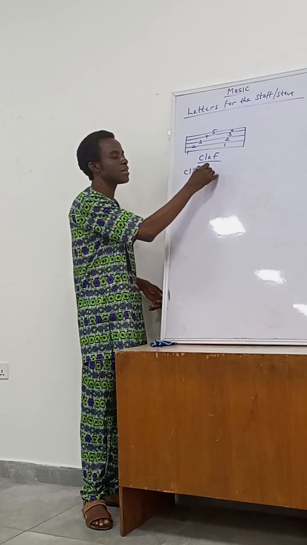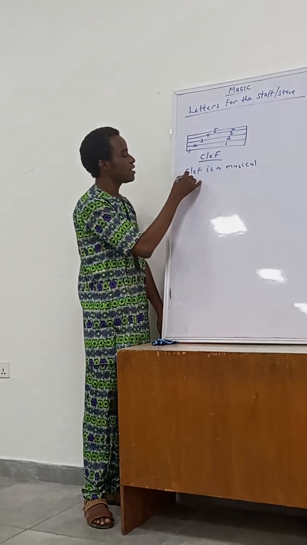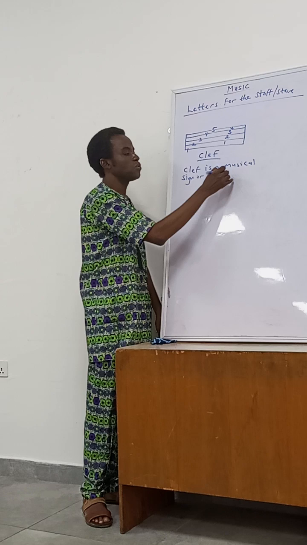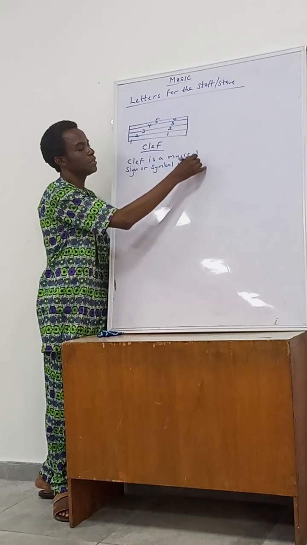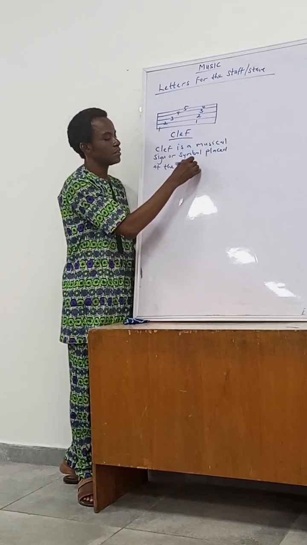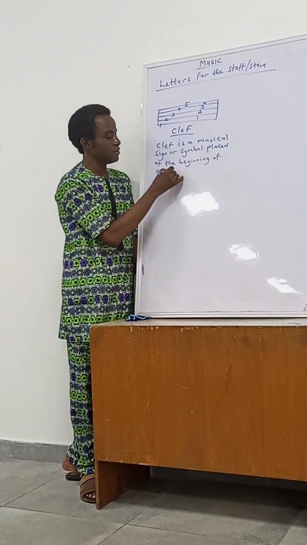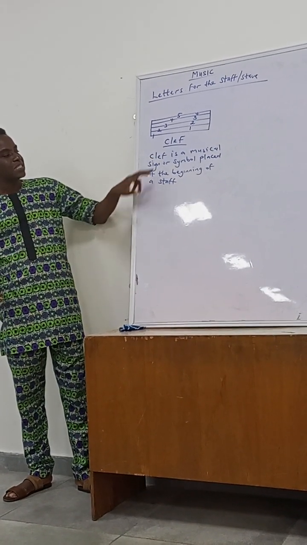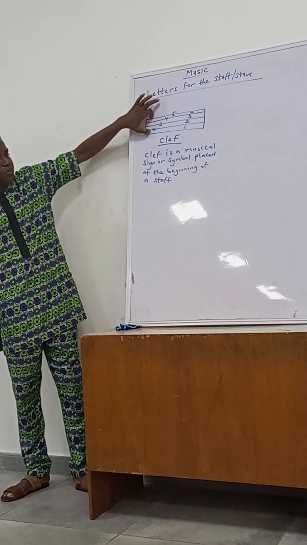Clef is a musical sign or symbol placed at the beginning of a staff. If you look at this definition, it tells us that clef is placed at the beginning of the staff. So if this is our staff, what we are going to find here is what we call clef.